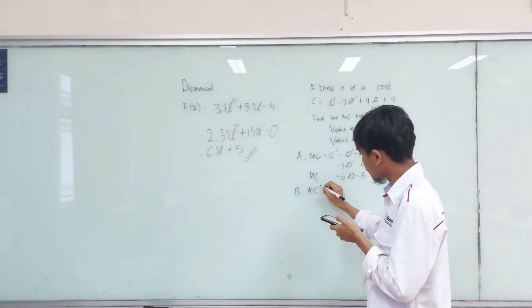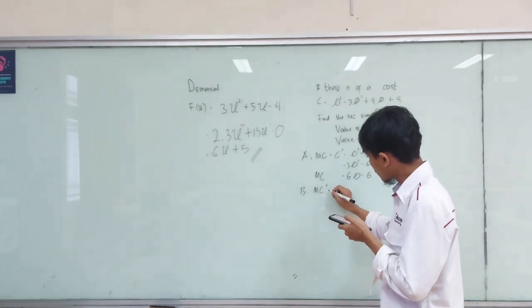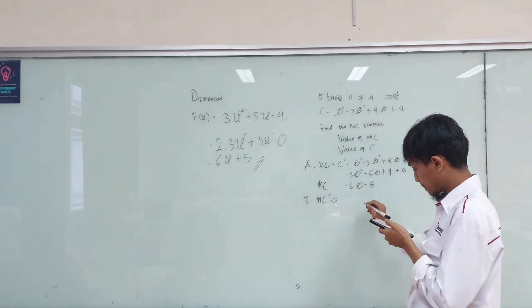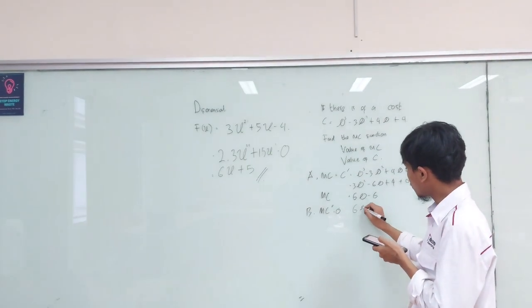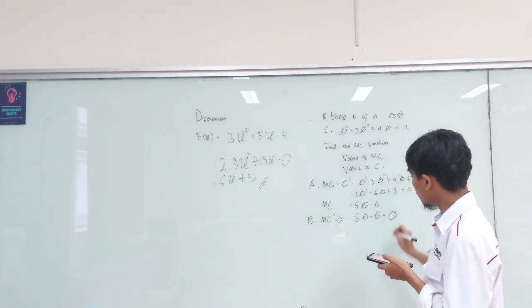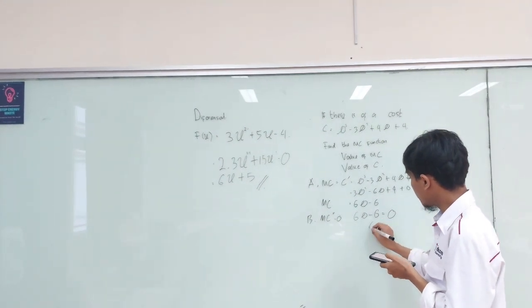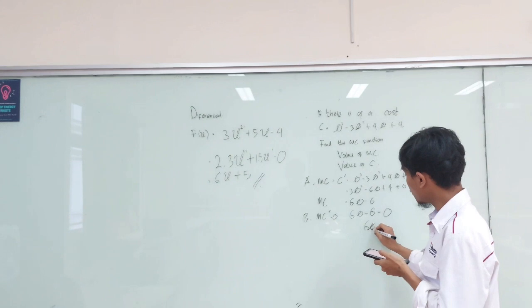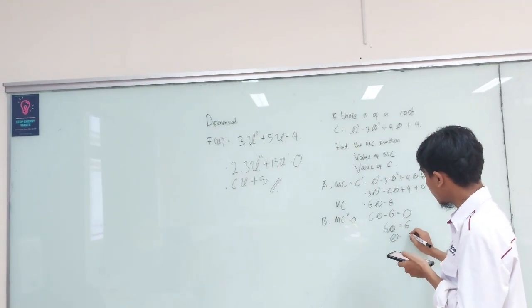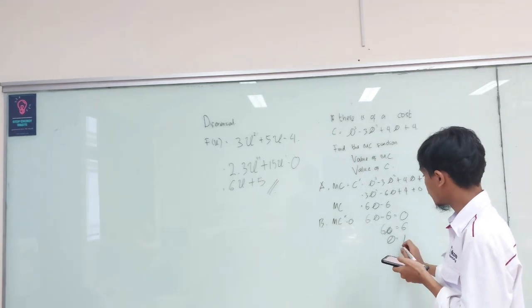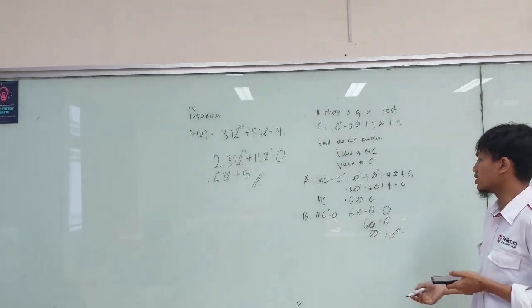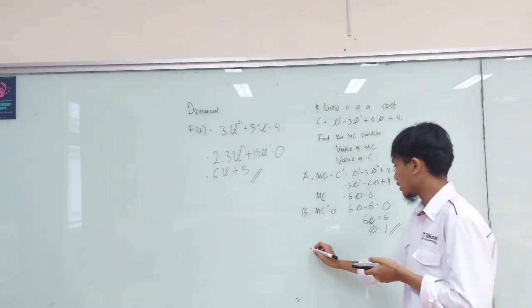Then for the B, define the value of marginal cost. Marginal cost is 0. So 6q minus 6 equal to 0. Simple. Put 6q equals 6, then q equals 1. So the value of marginal cost is only 1.